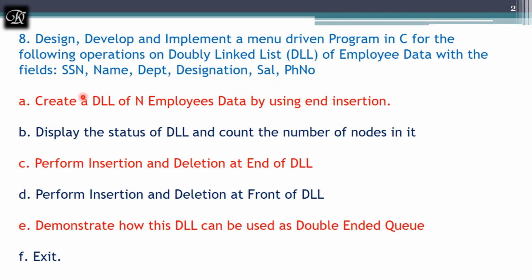The operations performed on this doubly linked list are creating a doubly linked list of n employees, displaying the status of the doubly linked list and counting the number of nodes in it, insertion and deletion operations both at the end of the doubly linked list and at the front of the doubly linked list. Finally, demonstrating how the doubly linked list can be used as a double-ended queue.